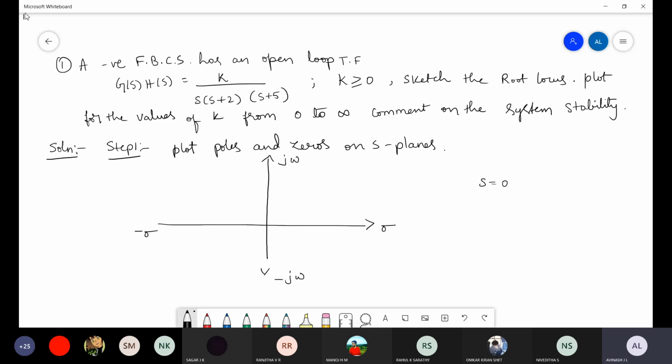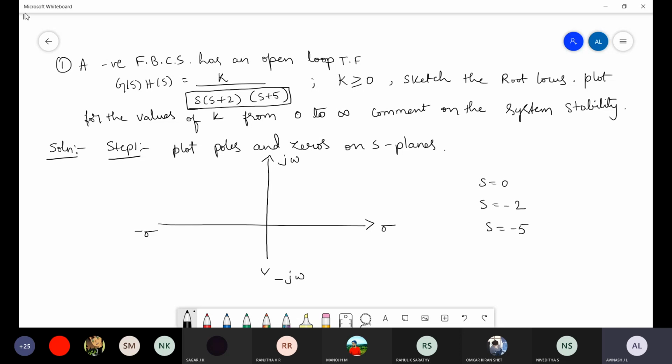What are the poles? S equal to 0 is one pole, S equal to -2 is another pole, and S equal to -5 is another pole. Why? Because in the denominator we can see three poles: S into S plus 2 into S plus 5. If you take the roots, one will be S equal to 0, another S equal to -2, another S equal to -5. And there are no zeros in the numerator. The numerator is not having any S term.